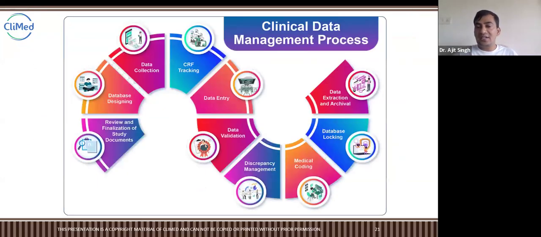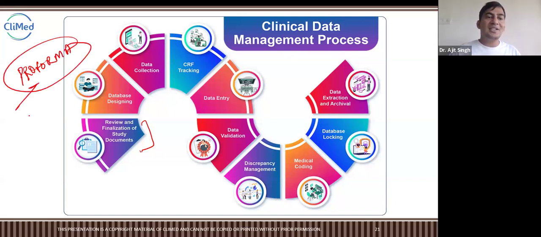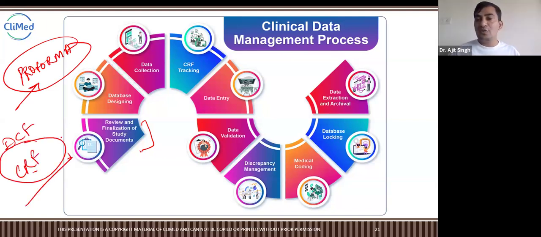So this is the clinical data management process, the whole data management process, like where they exactly work. Guys, this is very important, what you should understand and how you should work. See, first of all, they review and finalize the study documents. Review and finalize the study documents means the protocol. They participate in the protocol, and they prepare the case report form, or we call it pro forma, right? You have heard of this word, like we have to submit the pro forma with the protocol. This is a data collection form, also called CRF, case report form, right?